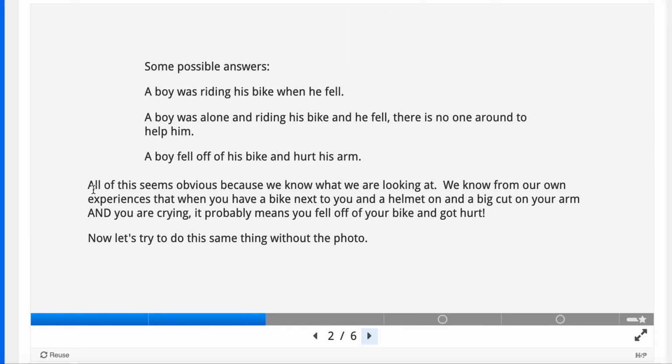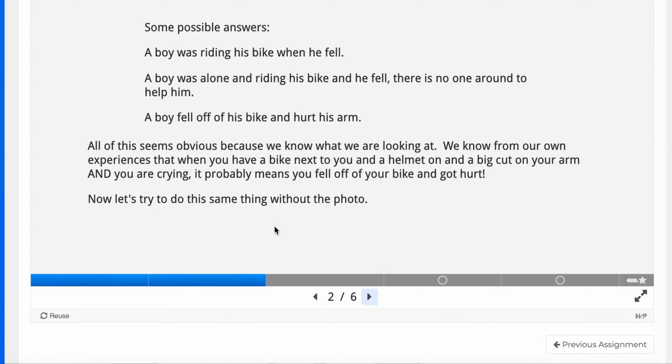But it seems pretty obvious that he probably fell off his bike, and we know that because of our own personal experiences and our background knowledge. Most of us have ridden a bike before, or at least seen someone riding a bike. And we know that if you have a bike laying on the floor and you're wearing a helmet and you have a big cut on your arm and you're crying, all of that adds up to you probably fell off your bike and you probably got hurt.